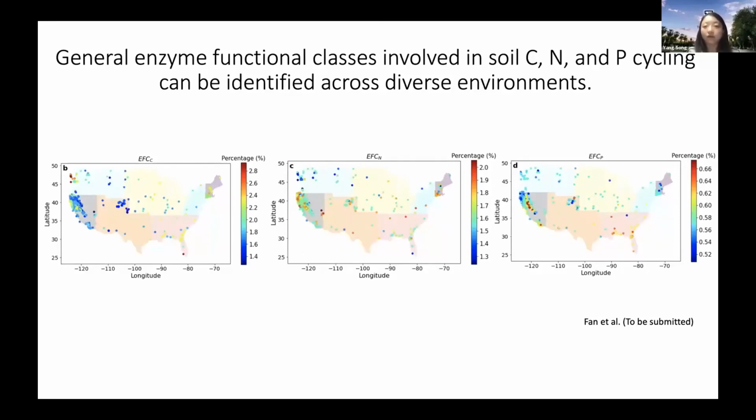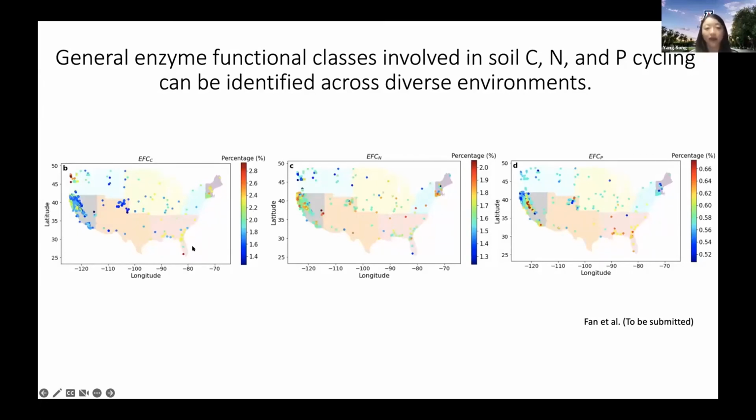Then after using this machine learning, we incorporate all those around 1,000 environmental data into the machine learning result. We predict how the enzyme functional classes related to the soil carbon, nitrogen, and phosphorus cycles will be distributed across the US domain. Here again, to simplify, I only show those enzymes related to lignin cellulose, those related to nitrogen-rich organic matter, and those related to phosphorus-rich organic matter decomposition, and how these different groups of enzyme functional classes are distributed across the US domain.